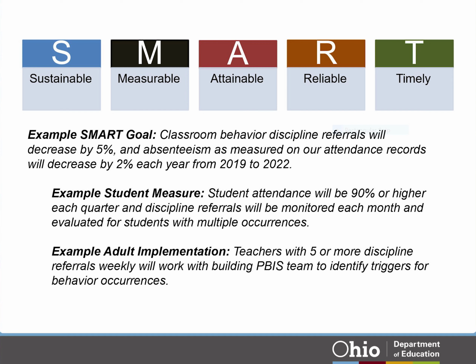The adult implementation measure is a benchmark used to pace and gauge the progress of adult implementation of a strategy within the school or district in order to achieve the stated goal. An example of an adult implementation measure for this goal could be teachers with 5 or more discipline referrals weekly will work with the building PBIS team to identify triggers for behavior occurrences.